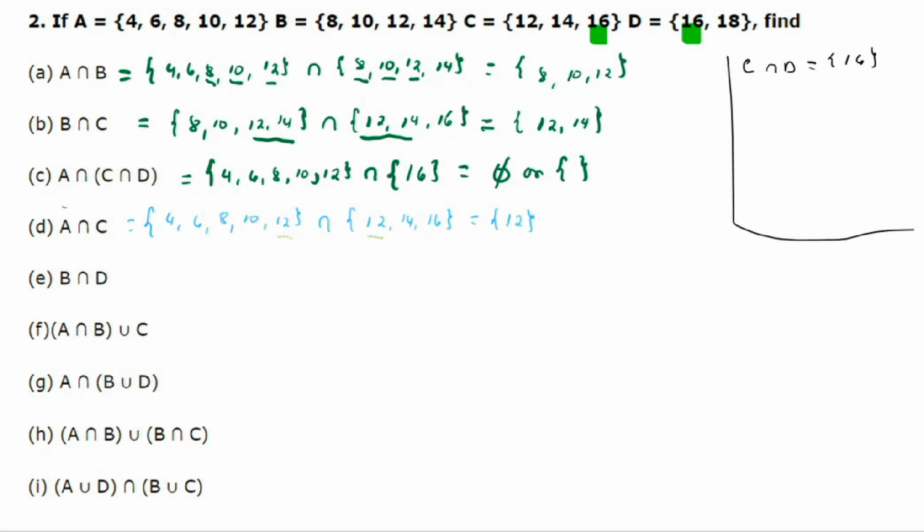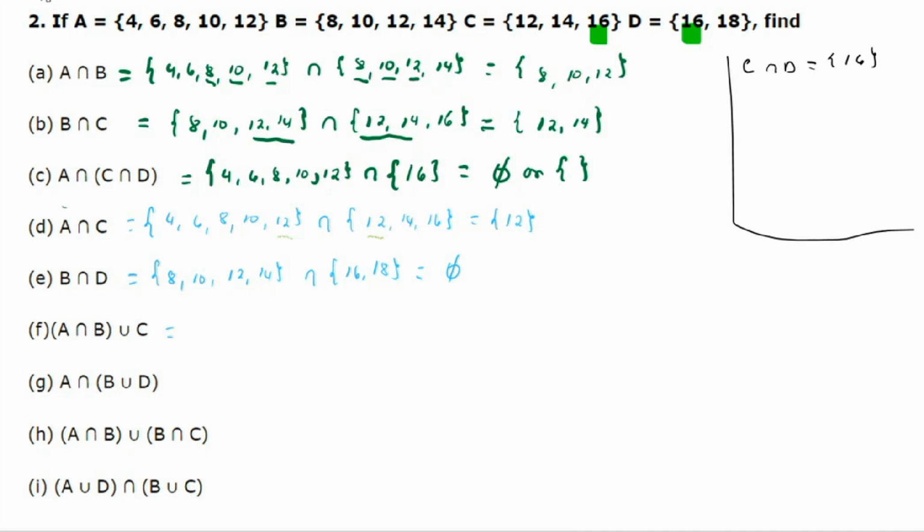Okay, so we have B intersection D. B has the elements 8, 10, 12, and 14. Intersection D, whose elements are 16 and 18. What is the intersection between the two? We cannot see anything in common between the two sets. Therefore, this is also empty. Okay, so next, let's move on to the next letter.